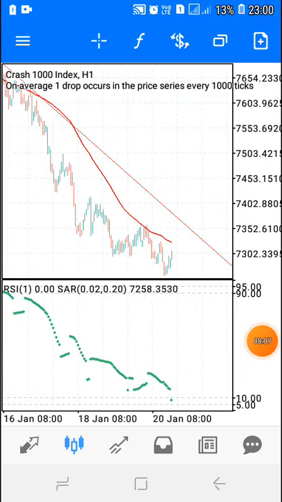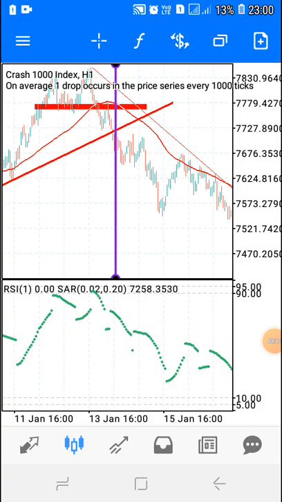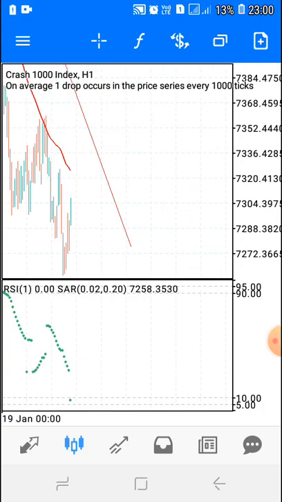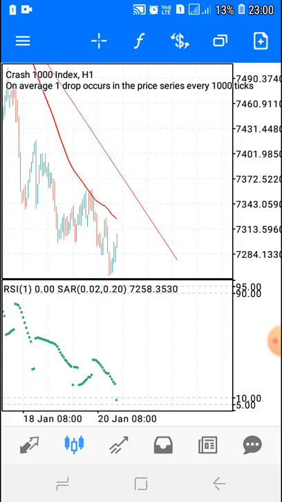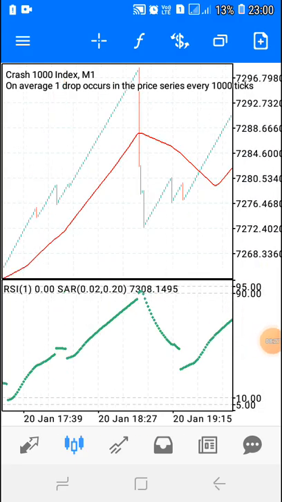So what are you supposed to do? You are supposed to not trade this. You're not supposed to trade Crash 1000, because at the end of the day, the market is moving in a downtrend. A lot of spikes are going to happen. If the market moves in a downtrend on Crash 1000, a lot of spikes are going to happen. So you do not use this strategy on Crash 1000. But I'm just going to show you guys what's happening.